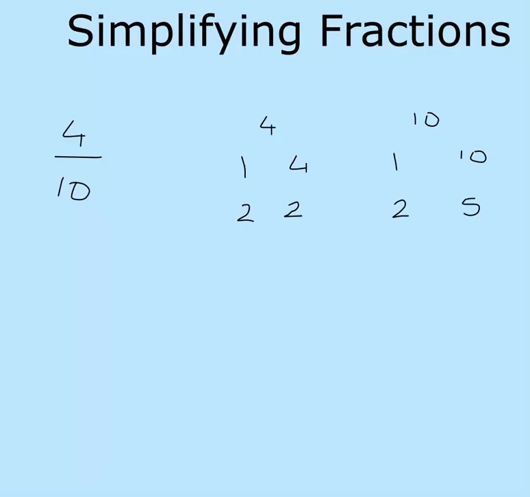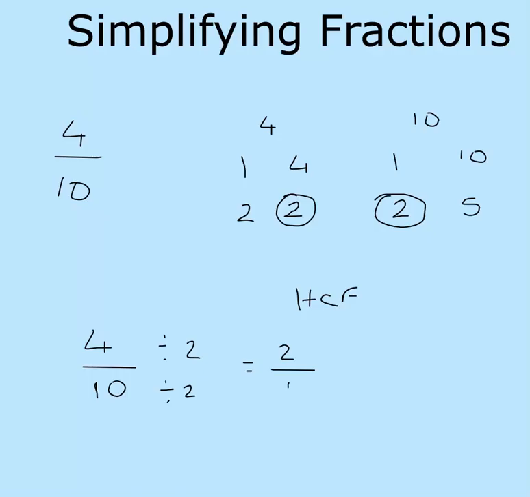So we look for which is the same or common between both of them. We can see there's a 2 that's common between them, and there's no other numbers that we can use. So 2 is the highest common factor. So when I take the 4 over 10, I can divide top and bottom by 2. So 4 divided by 2 is 2, and 10 divided by 2 is 5. So now it's been cancelled down or simplified from 4 over 10 to 2 over 5.